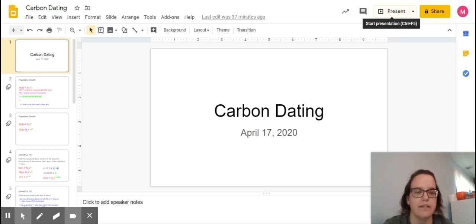Hi guys. Today we're going to look at another application of the exponential function, and we are going to look at carbon dating, or even less specific than that, just decay, radioactive decay. But probably the biggest application it has is with carbon dating.